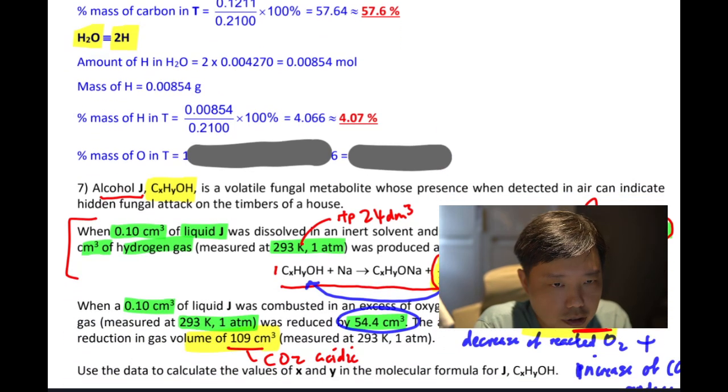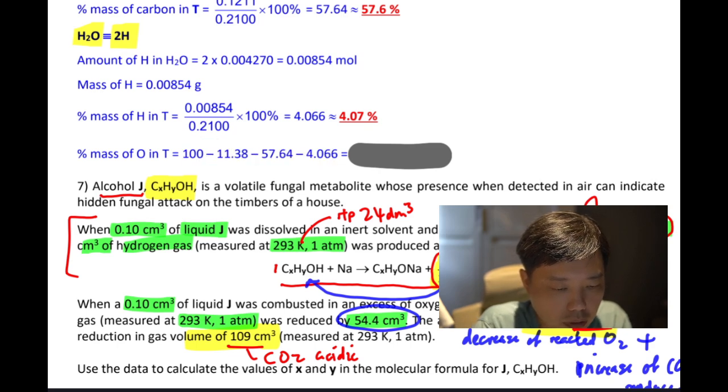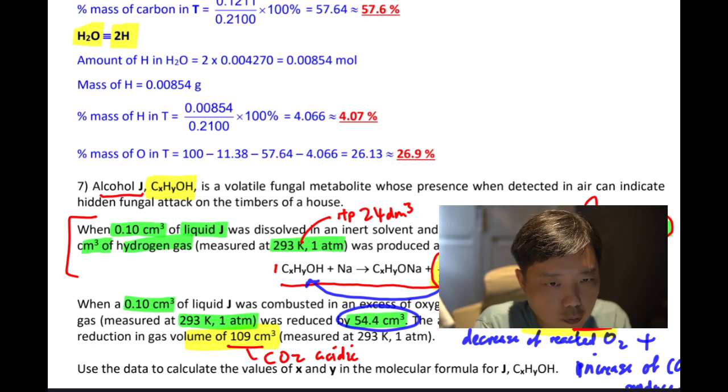And then oxygen, all you need to do is 100% minus off all of these other elements. You will get 26.9%. This is a relatively straightforward combustion question. The question actually guided you through 2 investigations to find out the number of moles of 3 elements. Then the fourth one, just 100% minus off the earlier 3 percentages, you will get the percentage of oxygen.